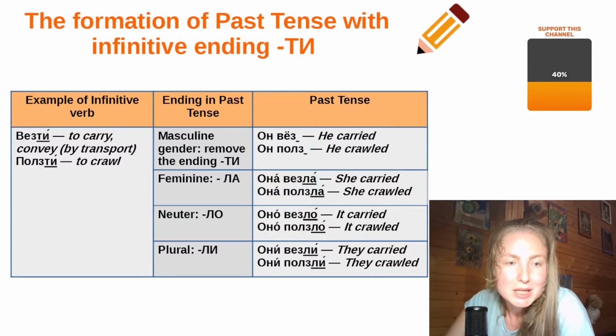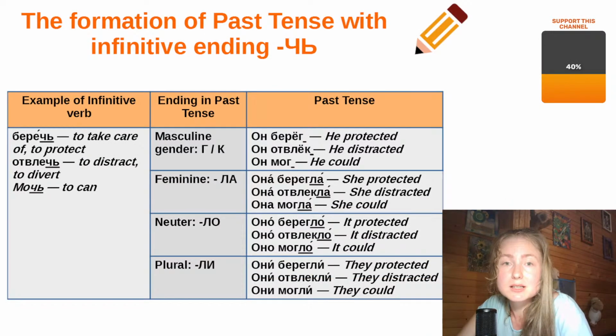Okay. And now let's talk about the third type. It's the formation of past tense with infinitive ending чь. Examples like беречь, to take care of or to protect, отвлечь, to distract, and мочь, to be able. All these verbs have чь at the end. So what happens?